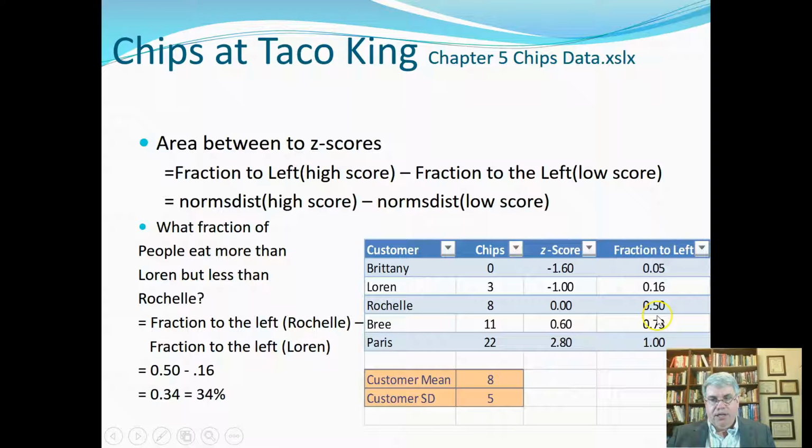And so we look at Rochelle, the fraction to the left is 50%. Then we're going to subtract from that the fraction to the left of Lorraine. She's in the 16th percentile. There's only 16% of people that eat less than her. So it's going to be 0.50 minus 0.16 equals 0.34, and that's 34%. So 34% of the people that eat at Taco King eat between 3 and 8 chips.